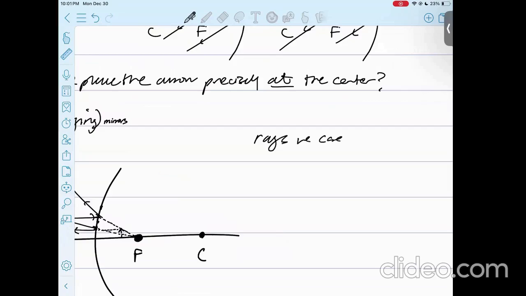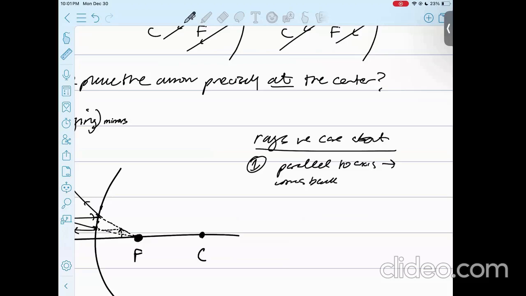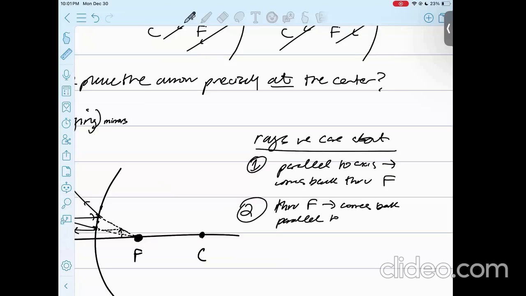Rays we care about. The first one, parallel to axis. This one comes back through the focal point. The second one is like the dual of that, which is the ray through the focal point. This one comes back parallel to the axis.